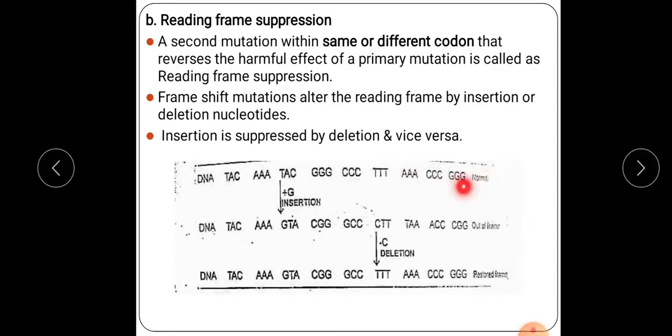This is a normal sequence. Addition of one codon will change the whole nucleotide sequence and it becomes out of frame. Again, if we delete one codon from this second occurred mutation, it restores its original frame. That is, the restored frame occurs again, and that is known as reading frame separation.